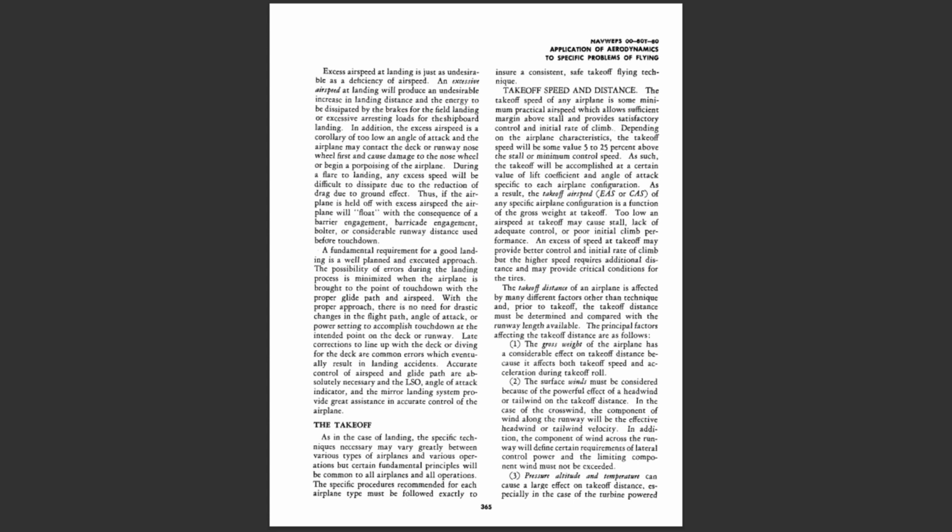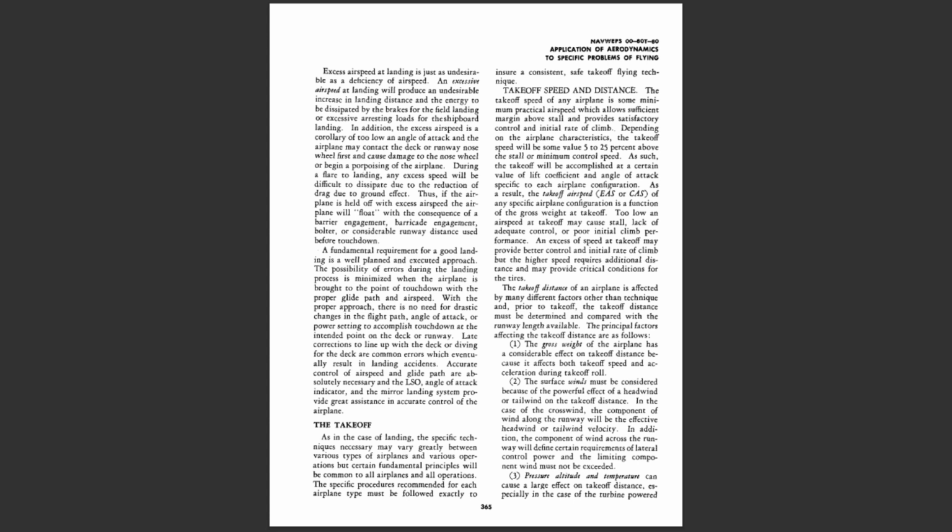In addition, the excess airspeed is a corollary of too low an angle of attack, and the airplane may contact the deck or runway nose wheel first and cause damage to the nose wheel or begin a porpoising of the airplane. During a flare to landing, any excess speed will be difficult to dissipate due to the reduction of drag due to ground effect. Thus, if the airplane is held off with excess airspeed, the airplane will float, with the consequence of a barrier engagement, barricade engagement, bolter, or considerable runway distance used before touchdown.